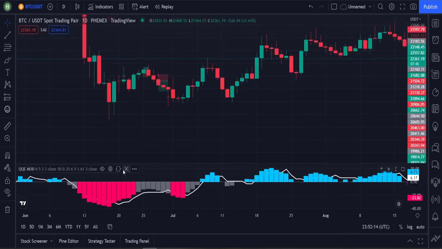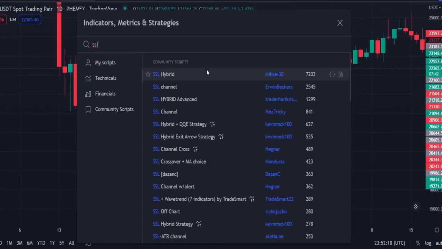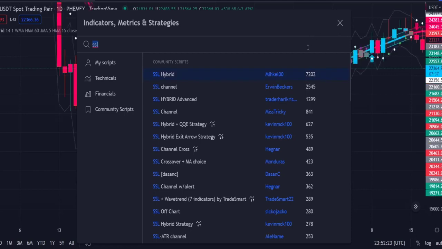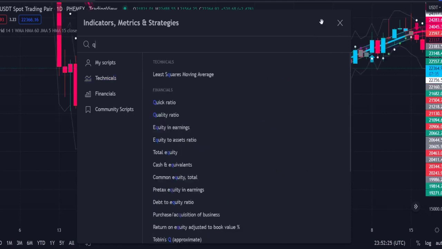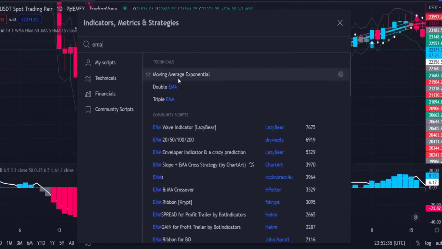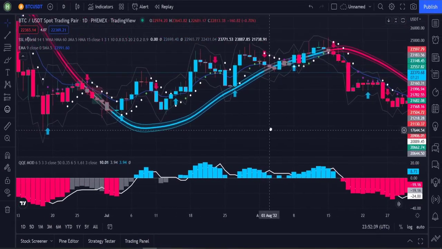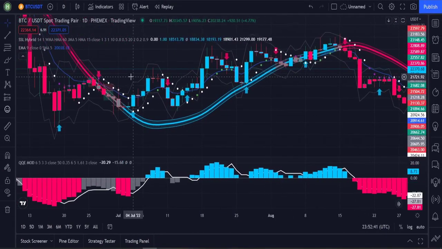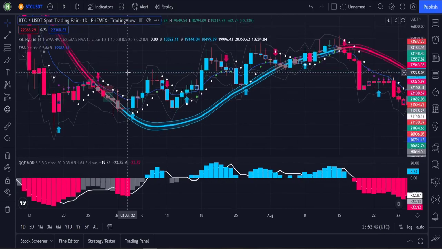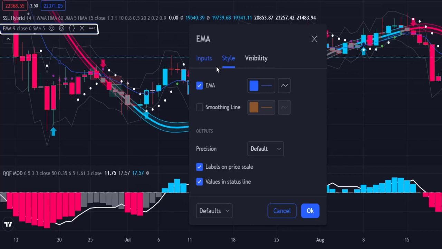So we're going to open the Indicators tab, and we're going to add an indicator called the SSL Hybrid. This one right here, by Michael00, we're going to add that. And the next indicator we're going to add is called the WQE mod. I'm going to go ahead and add that. And then lastly, we're going to add the moving average exponential. Still, our chart looks nowhere near the chart I showed in the beginning. That's because we're going to change settings for some indicators that we've added. So let's make some edits to make the graphs look a little bit better.